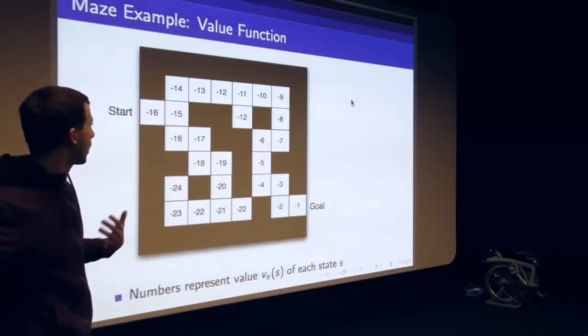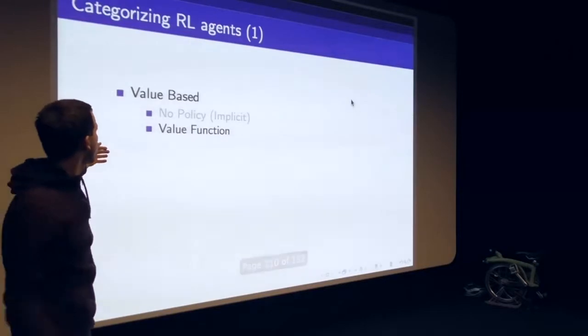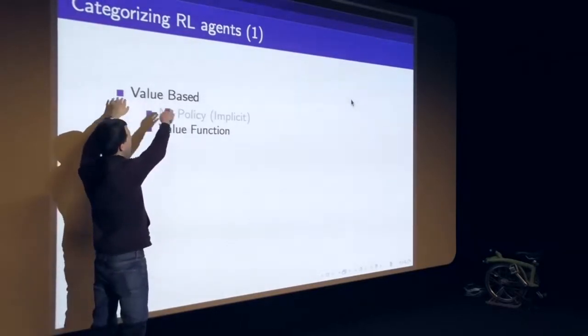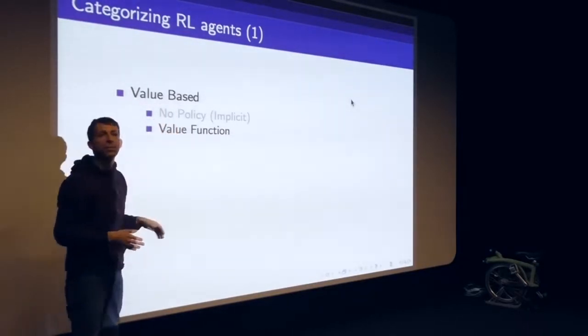And so that basically gives us a way to behave and means that a value-based algorithm can look like this, just a value function and no policy, or an implicit policy.